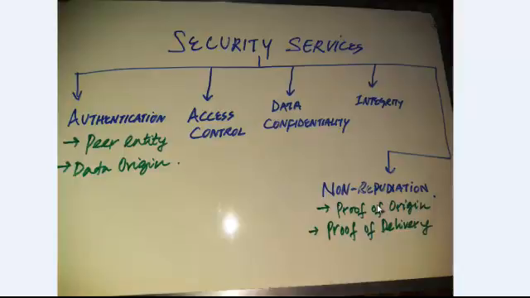This service has two aspects. The first one is peer entity authentication, and the second one is data origin authentication. Peer entity authentication service provides authentication of the sender or receiver during connection establishment. This is usually done for connection oriented communication. And the second aspect is for connectionless transfers. It provides the assurance that the source of received data is as claimed.